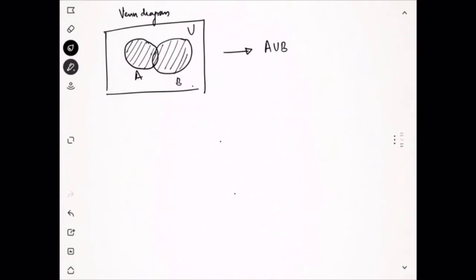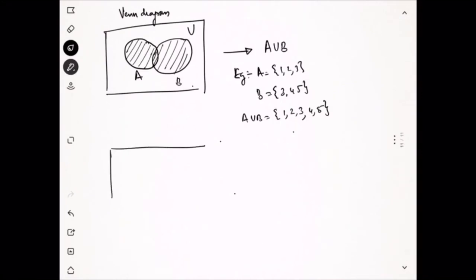Suppose, for example, A equal to 1, 2, 3 and B equal to 3, 4, 5. Then A union B is nothing but 1, 2, 3, and 3 is already repeated here, so you don't need to repeat it again. So 1, 2, 3, then 4 and 5. So this is the A union B.